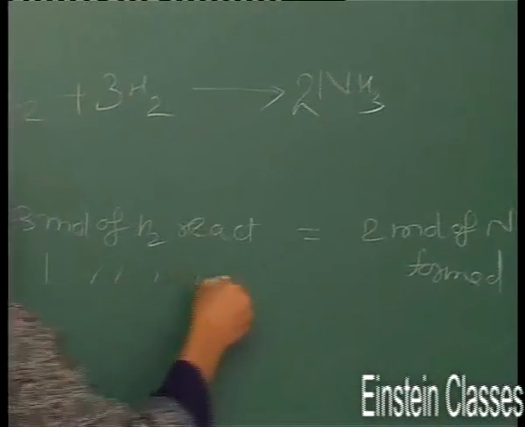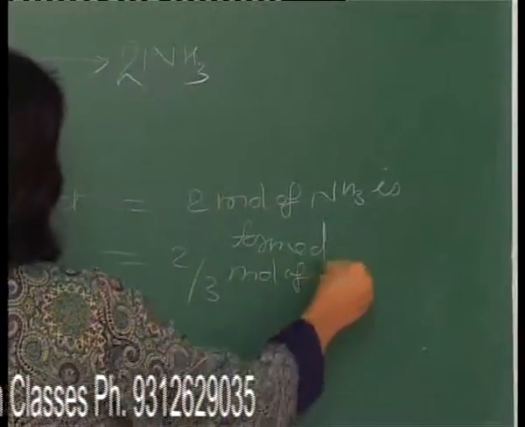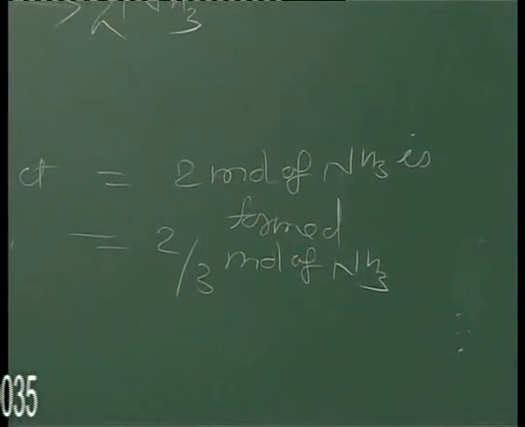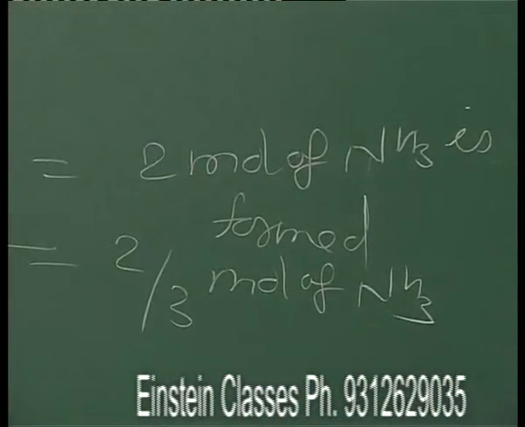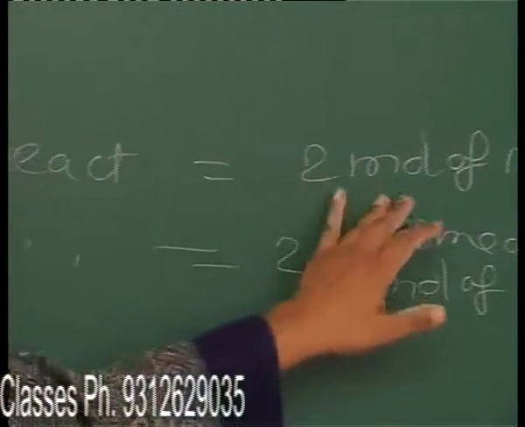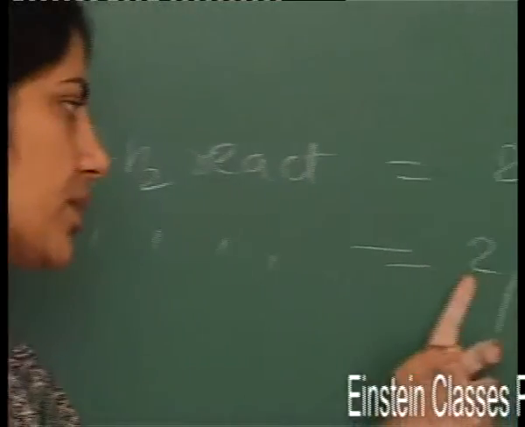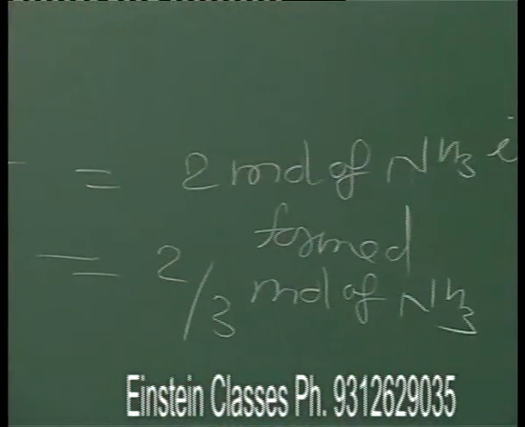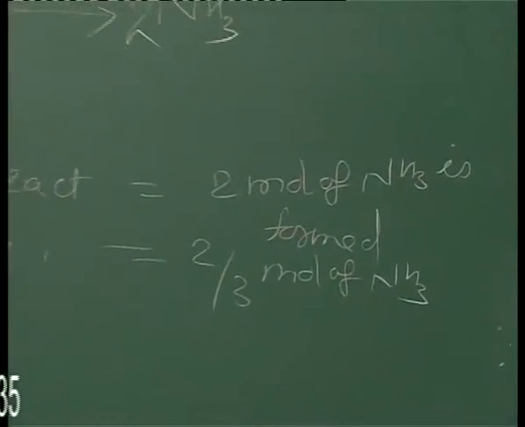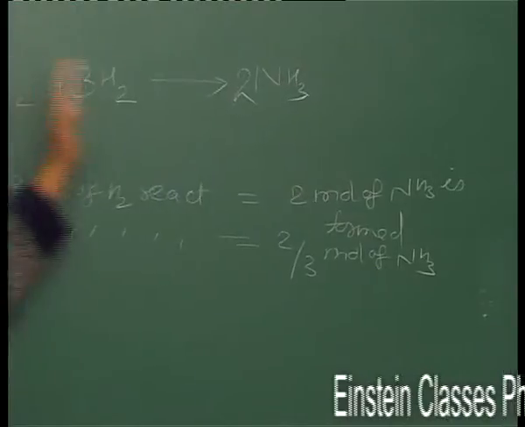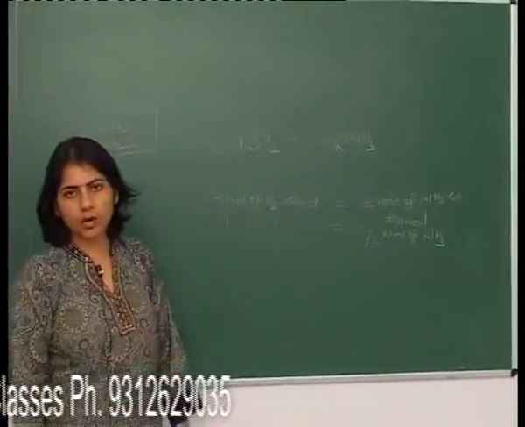Similarly, if 1 mole of hydrogen reacts, then 2/3 mole of ammonia is formed. Then we can ask, if 10 moles of hydrogen react, how many moles of ammonia are formed? If 3 moles of hydrogen react, 2 moles of ammonia are formed, and if 1 mole of hydrogen reacts, it is equal to 2/3. And with nitrogen we can directly calculate because it is only 1. When nothing is written as the balance coefficient, it means that it is a 1. So it is a 1:2 ratio. 1 mole of N2 is equivalent to 2 moles of NH3 formed.